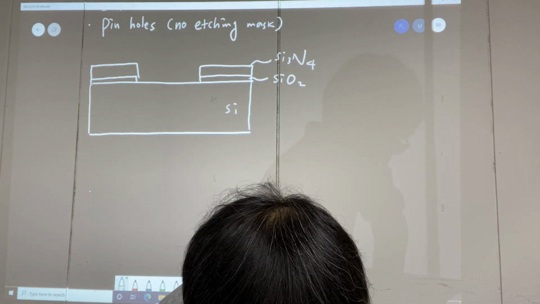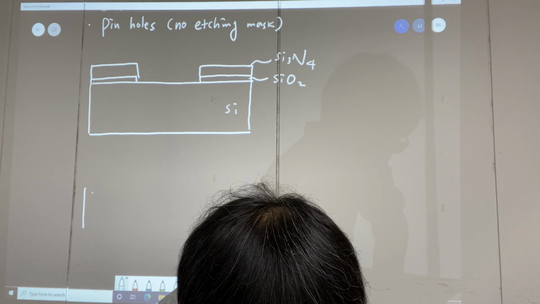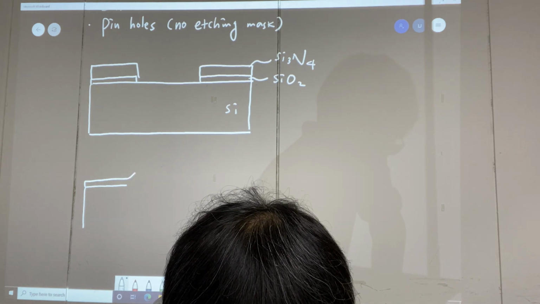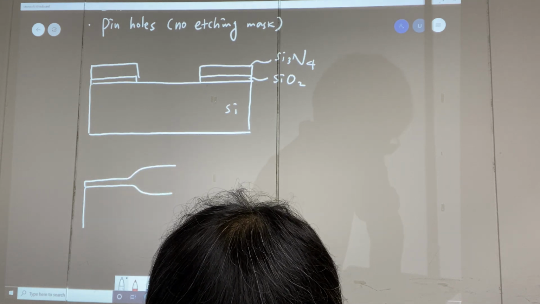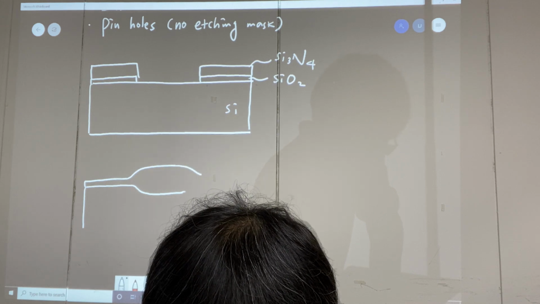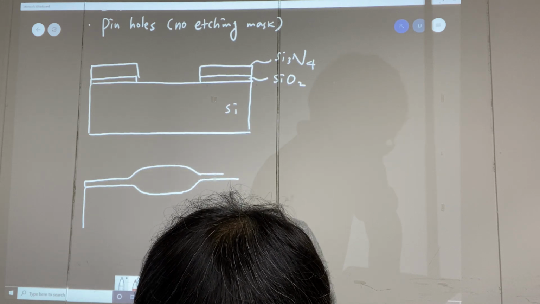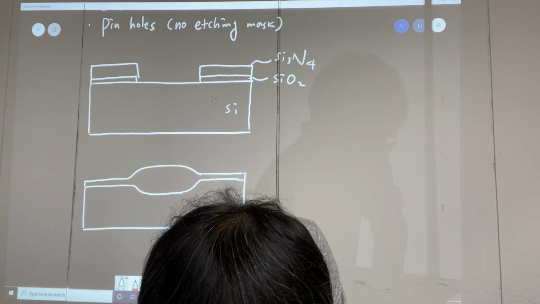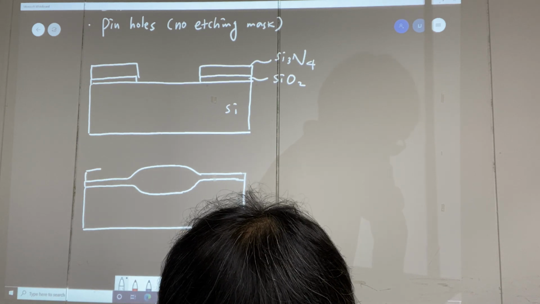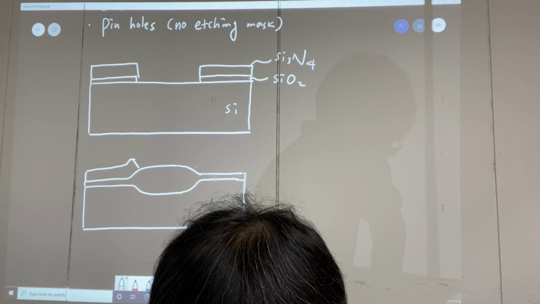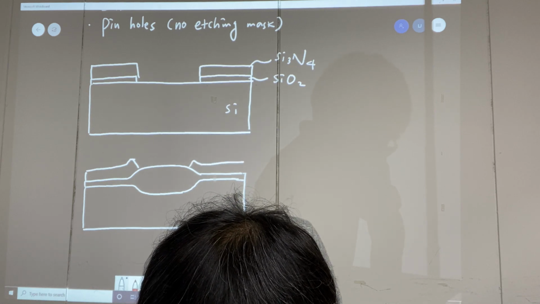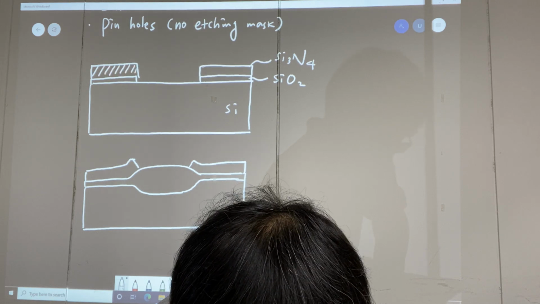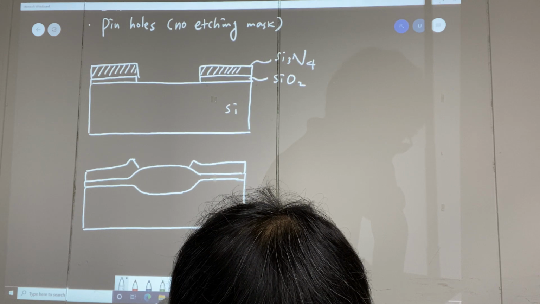So here you will have the wafer, and the initial oxide will grow. Remember, it will grow, and then volume expansion will occur. That's what I have explained, right? And the silicon nitride film will be lifted up like this. Okay, so let me emphasize the silicon nitride film.